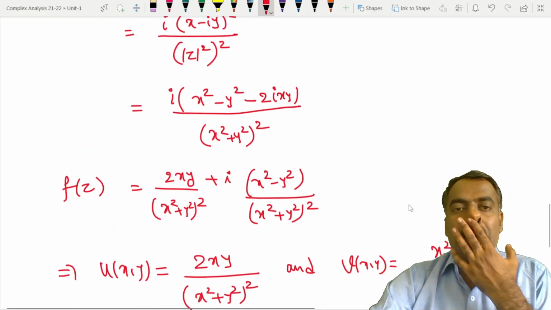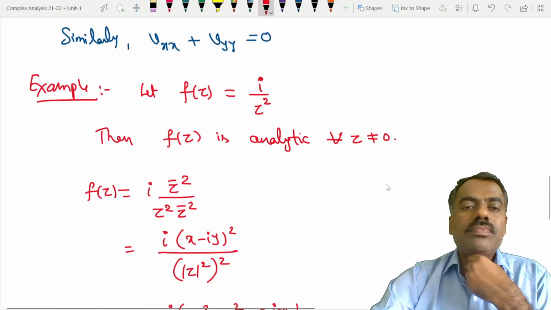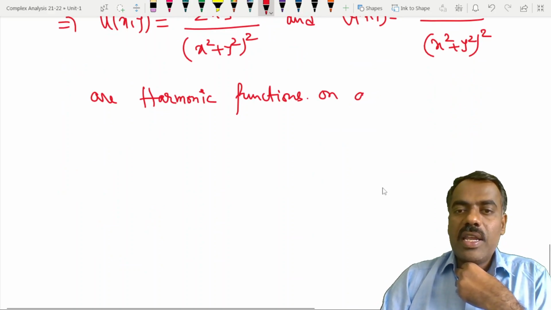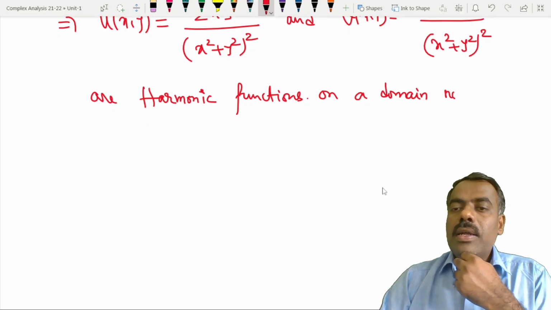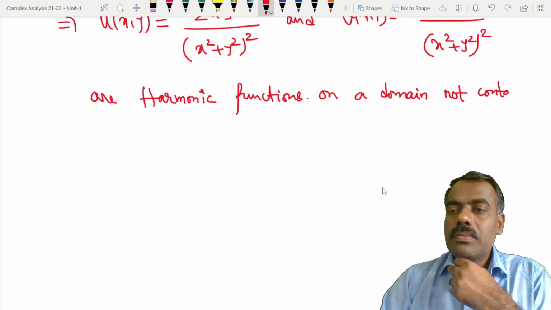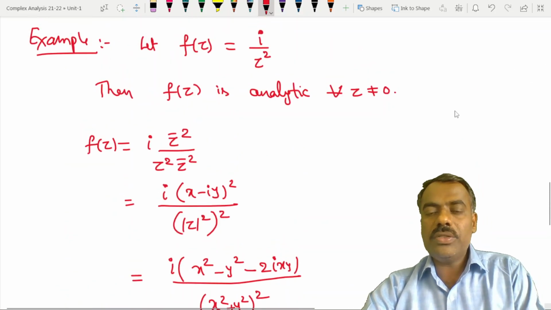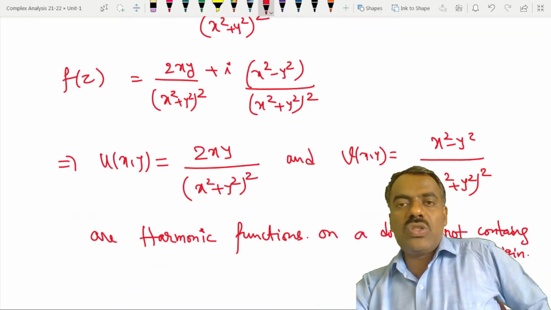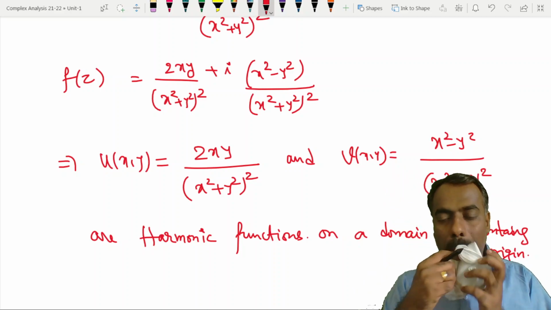Right? So if you are given any function that we know is analytic, then these are harmonic functions on a domain not containing the origin, right? Because this one is not analytic at 0, therefore whatever domain we are taking should not contain the origin. Clear?